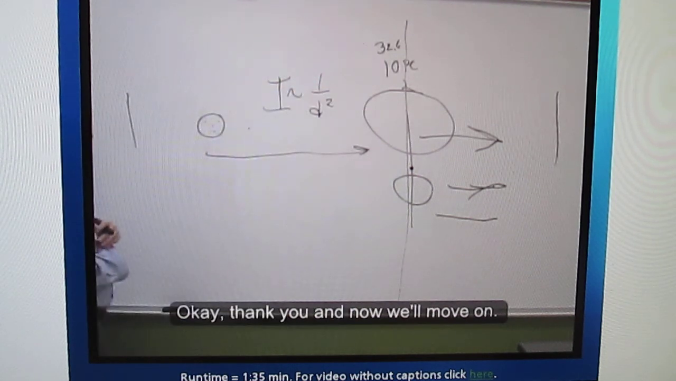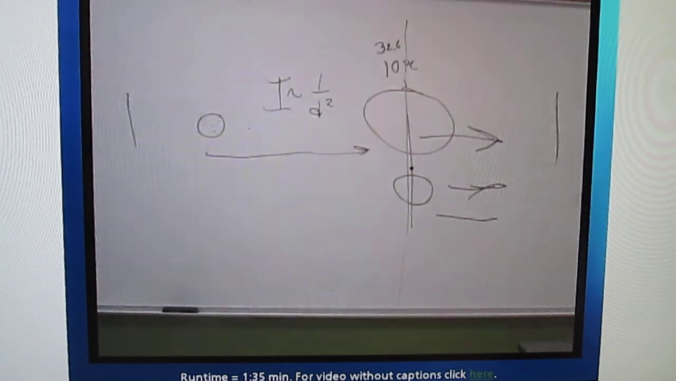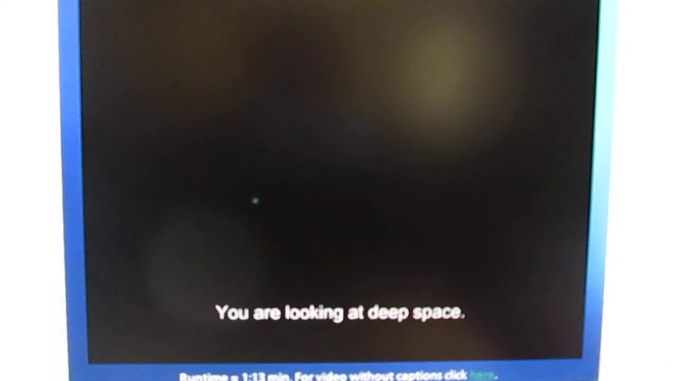Okay, thank you, and now we'll move on. You are looking at deep space.